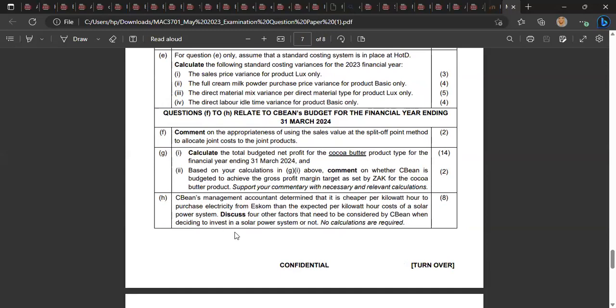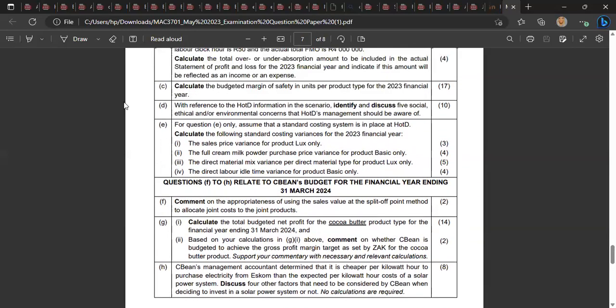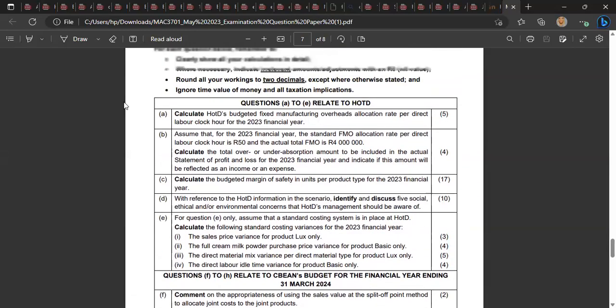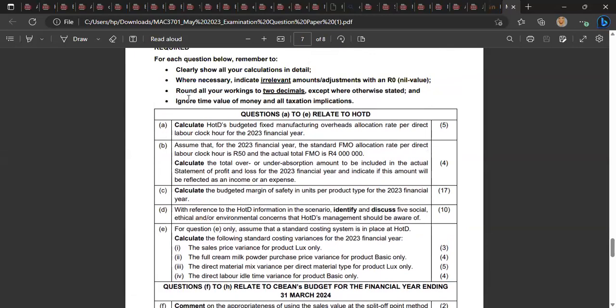Joint and byproducts. Right. So once you are asked to, okay, let's just be perusing through this again. Assume that the standard fixed manufacturing overhead rate is 50 Rand and the actual is that. Calculate the over and the under.